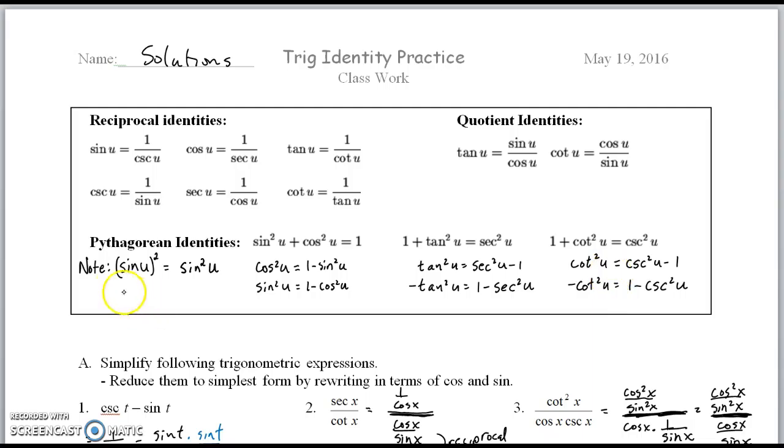And there's one other thing I wanted to note, and that is that when you see sine squared u, that means it's the sine u all squared. So sine u times sine u is equal to sine squared u.